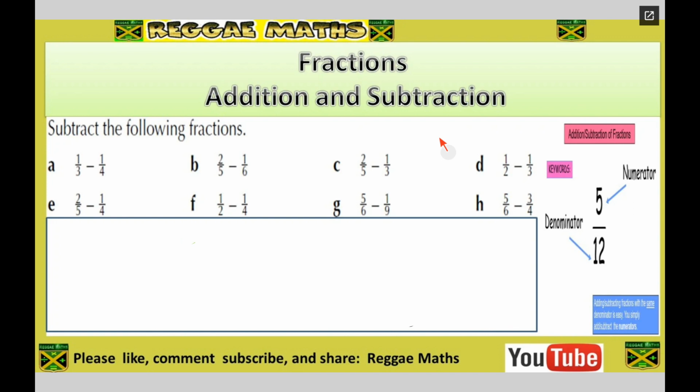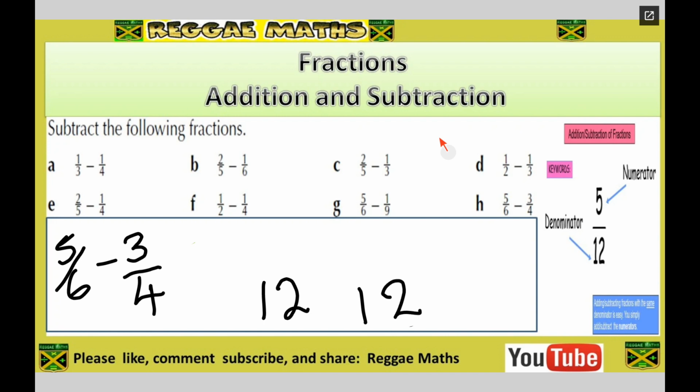A to E. So let's now have a go at question H. One more question. So 5 over 6 minus 3 quarters. So looking at this, what can 6 and 4 go into? Right, 12. That's the lowest common denominator, 12.